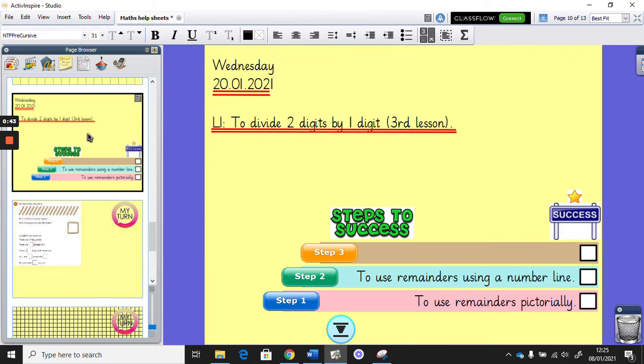So, we are still dividing 2 digits by 1 digit, but we are using this thing called remainders today. So remainders are any numbers that don't fit equally into a division. Remember, when we divide, we share, and if they don't fit into our sharing nicely, then we call them remainders, and we just pop them on the end.